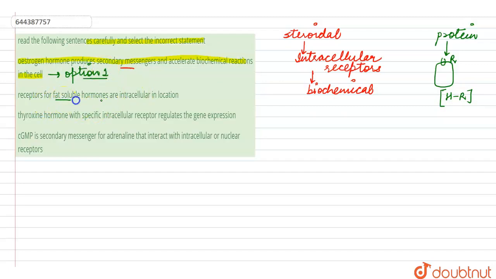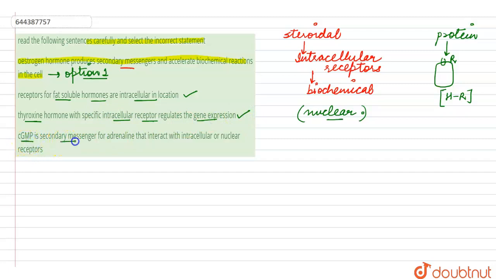Then, receptors for the fat soluble hormones are intracellular. As explained, the lipid bilayer can allow the passing of the fat soluble hormones into the intracellular part, and then it can act on the nuclear receptors or on the genetic material to cause the gene expression. So this is also the right statement. The thyroxine hormone, which is secreted by the thyroid gland, also has specific intracellular receptors and regulates the gene expression. This is the right statement.